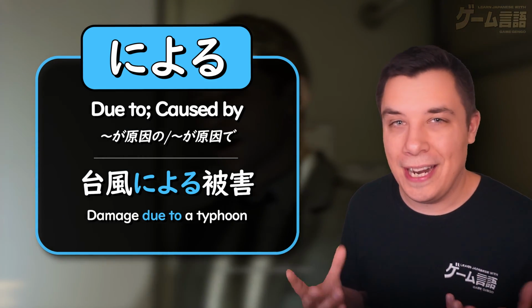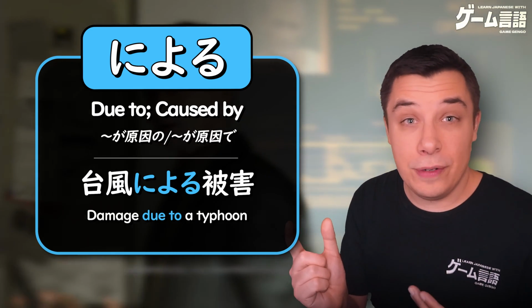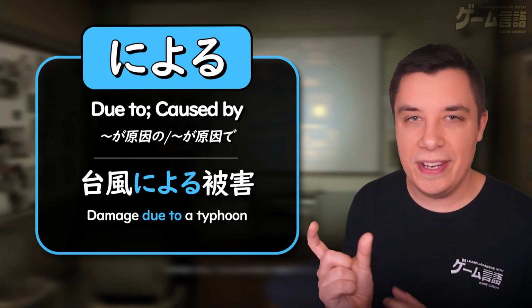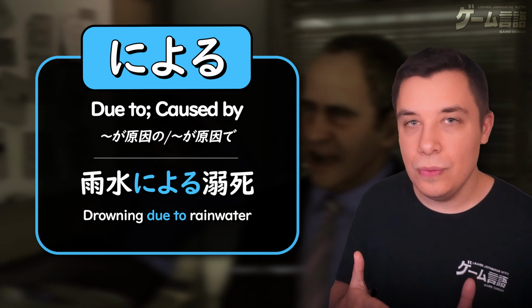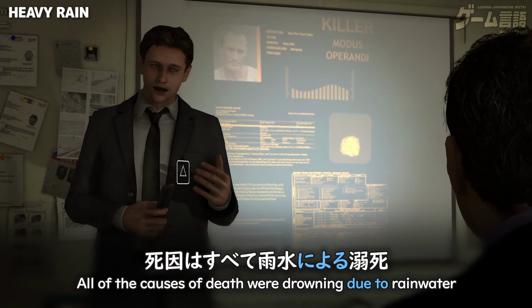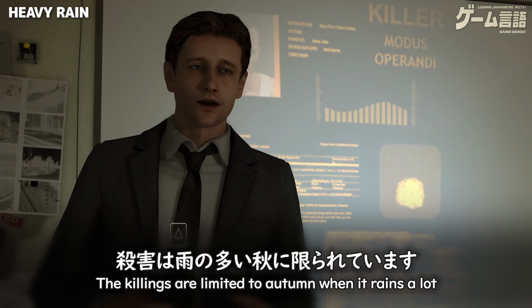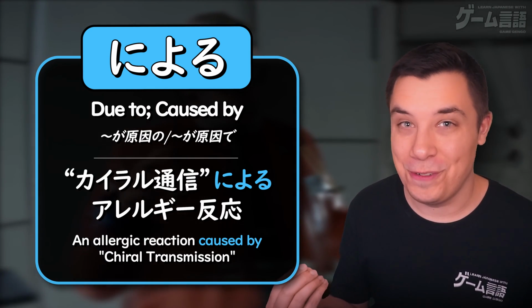So first, if we have a look at how niyoru can be used to express the cause or the means of something. Like for example, due to. You often see this use being in between two nouns. Like here in heavy rain, drowning due to rainwater. 死因はすべて雨水による溺死。殺害は雨の多い秋に限られています。 Or an allergic reaction caused by chiral transmission.